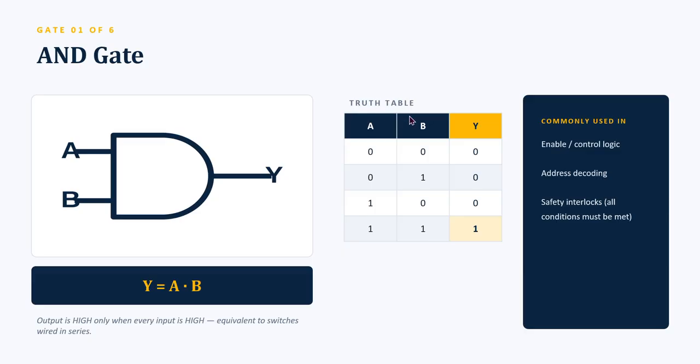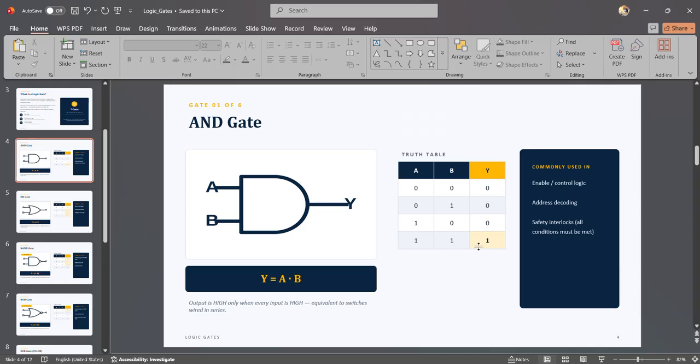Here is the truth table. We will see the output is high only when both inputs are high. So how to prove it using the simulation? First of all we will go for the simulation part.